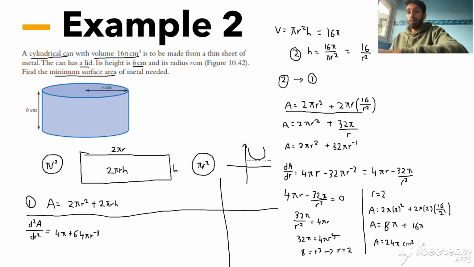Now if we use our minimum r that we worked out earlier, which was 2, and plug this into the second derivative, so when r equals 2, we get that the second derivative is equal to 12 pi. 12 pi is greater than 0. Therefore, we say this value is a minimum. And we have proved that it's a minimum. And we have worked out the minimum surface area as well, 24 pi centimeters squared.